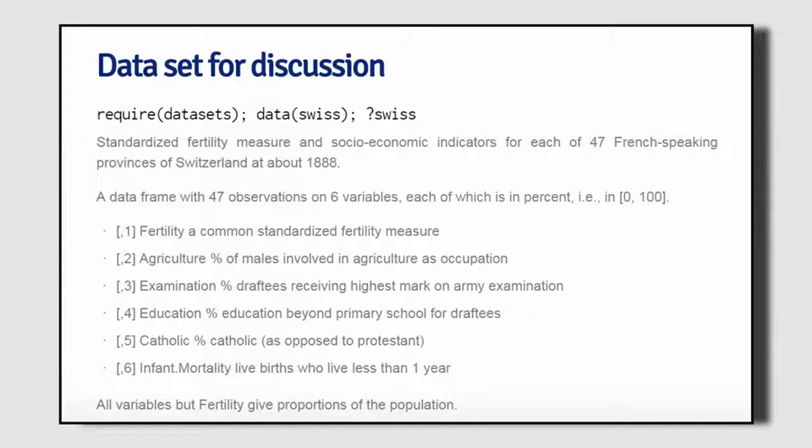And so what's in this data set is a standardized fertility measure and some socioeconomic status indicators for 47 French-speaking provinces of Switzerland. This is from 1888. So the variables are fertility, agriculture, which is the percentage of the males involved in agriculture as an occupation, and examination, the percentage of draftees that scored a particular mark on a military examination in the province.